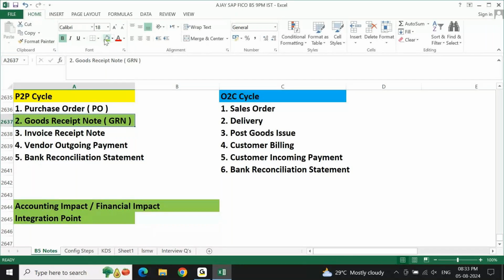Next thing is your invoice receipt. Whenever you have any invoice booking from the vendor invoice or from the supplier invoice, this is also going to have a financial impact in your accounting. This also I will put green. Vendor outgoing payment has got nothing to do with your MM. This is a pure FI transaction. Vendor outgoing payment is a pure financial transaction, pure accounting entry where there is no connection with the MM module. I'm not putting any highlight here.